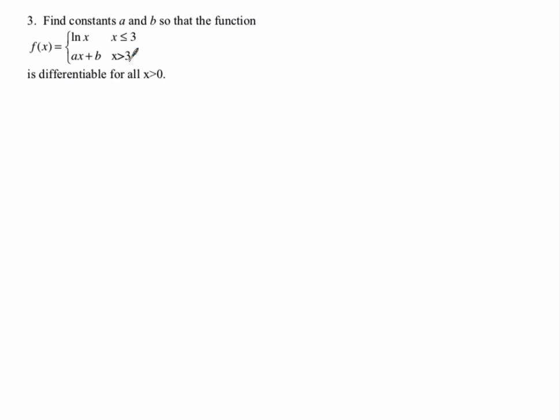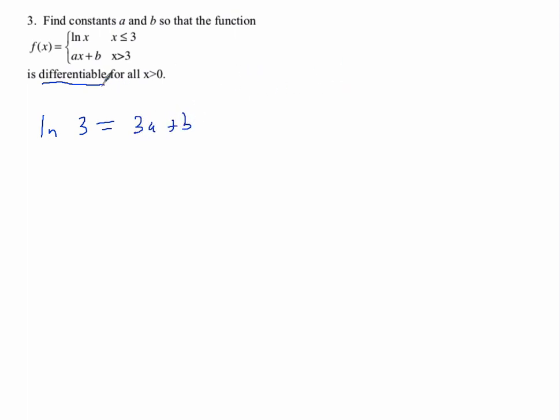Okay, here's a common question that comes up. Find a and b such that this is differentiable for all x greater than 0. So first of all, if it's differentiable, it has to be continuous at every point. So that means that if I plug in 3 into this and this, they should be the same. So ln 3 has to be equal to 3a plus b.